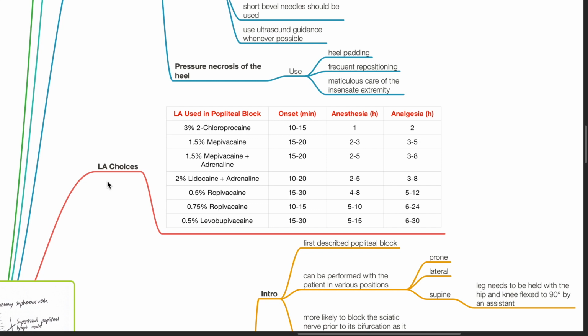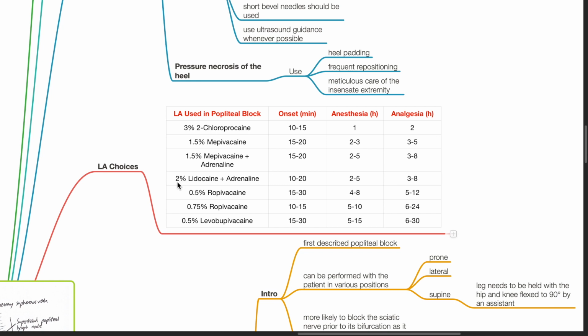LA choices: 3% 2-chloroprocaine, onset 10 to 15 minutes, anesthesia 1 hour, analgesia lasts for 2 hours. 1.5% mepivacaine, onset 15 to 20 minutes, anesthesia 2 to 3 hours, analgesia 3 to 5 hours. 1.5% mepivacaine plus adrenaline, onset 15 to 20 minutes, anesthesia 2 to 5 hours, analgesia 3 to 8 hours.